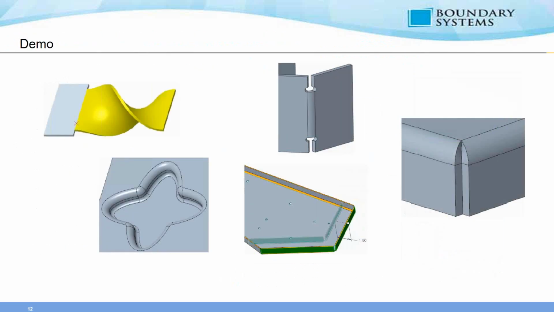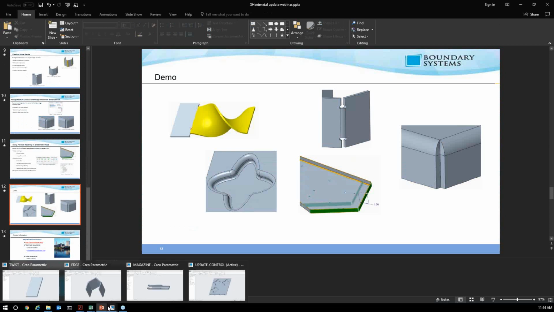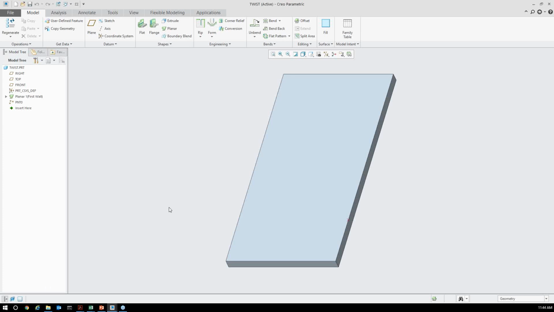Okay, so I'll go ahead and do the demo portion of the webinar. Let me get rid of these slides and open up some software. So here I have Creo Parametric 4.0. And what we're going to do in this part is just create a twist wall, okay?